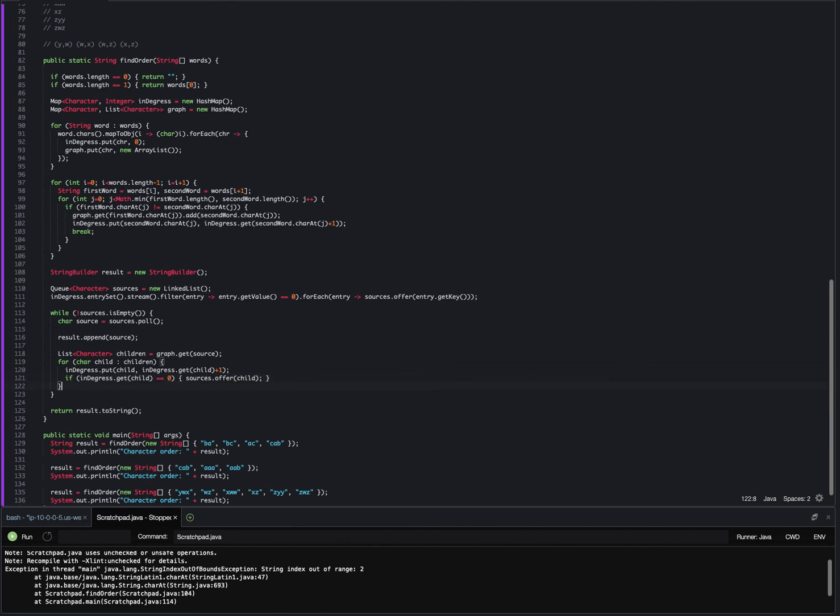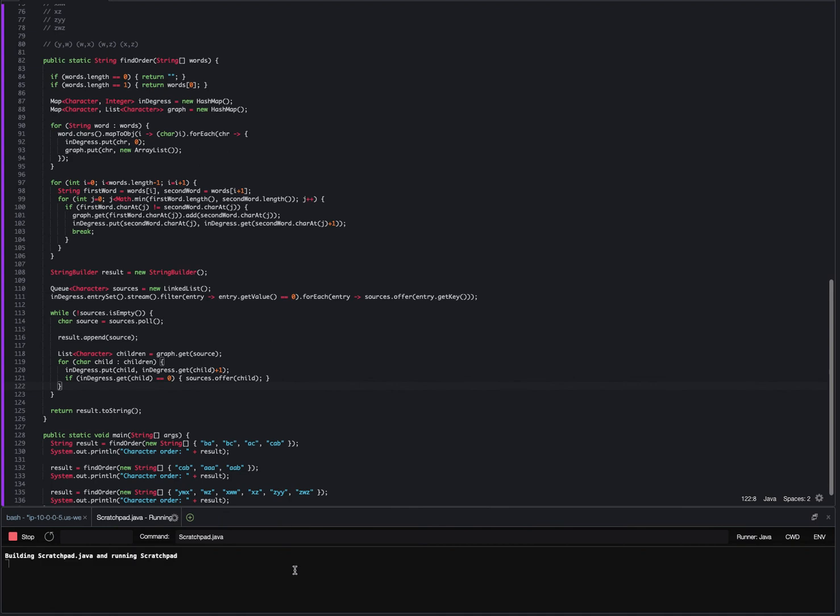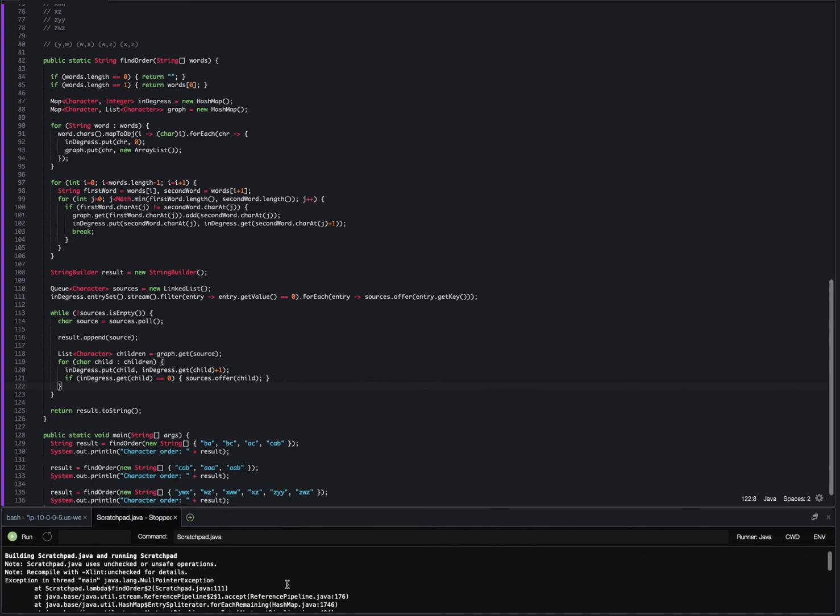Okay, so now we add the child back into the sources queue. It will keep on doing that and reducing the in-degrees as we go along. So that should be about it. Let's try and run it and see where it fails.